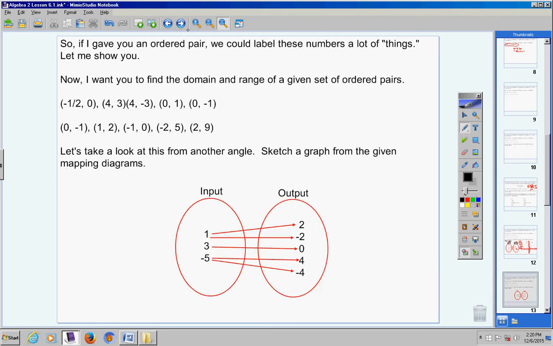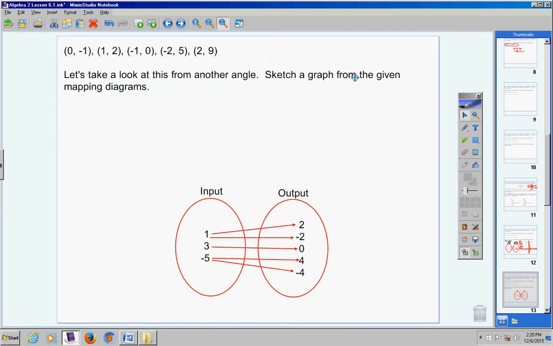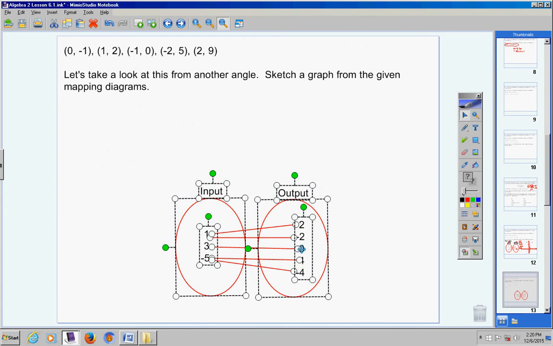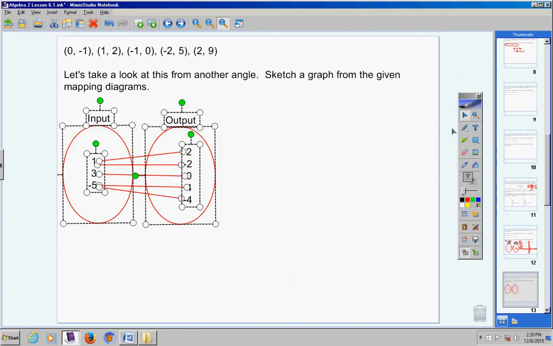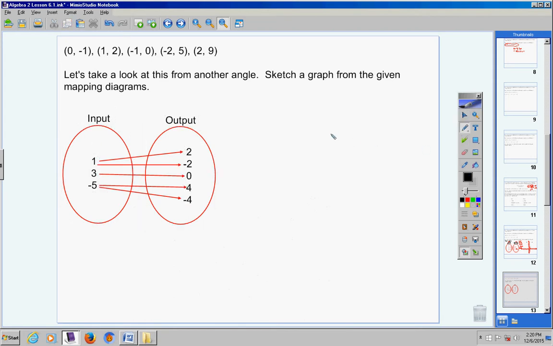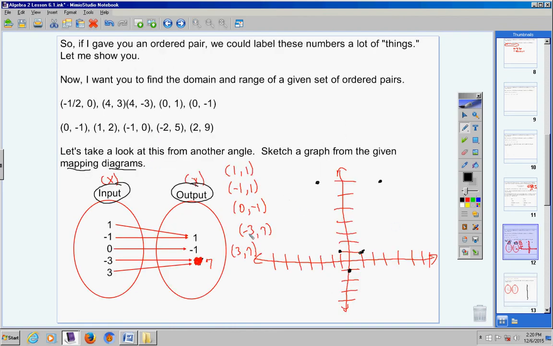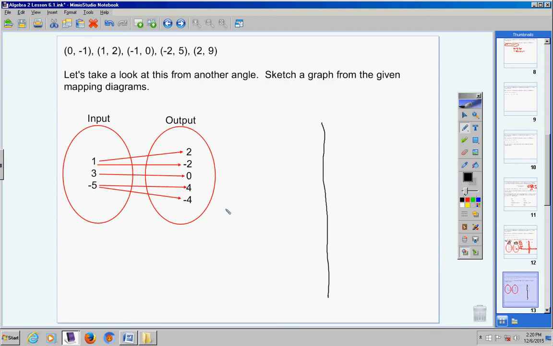You can watch me do this problem here, or you can do it on your own. That's totally your decision, okay? But I'm giving you a mapping diagram here, and I want you to plot or graph it on a coordinate plane. And by the way, everybody listen. You do not have to list out these ordered pairs if you don't need to. If you can look at this problem and realize that 1 gives you out 2, so you're at 1, 2, and put a point there, I have no problem with that.